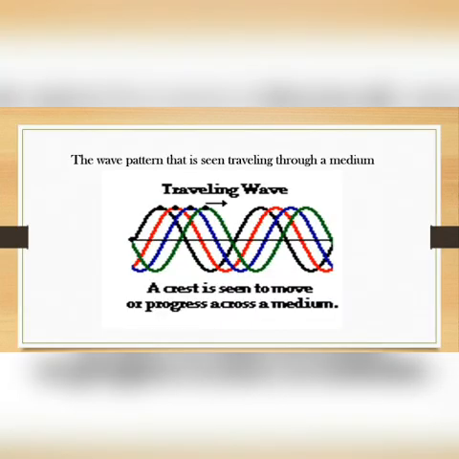Traveling wave is a wave in which the particles of the medium move progressively in the direction of wave propagation. We can see here the wave pattern that is seen traveling through a medium. From time to time, we can see that the wave travels: the black one, and then the red, the blue, and the green. We can see that it seems to travel along x-axis. A crest is seen to move or progress across a medium. That is what we called a traveling wave.